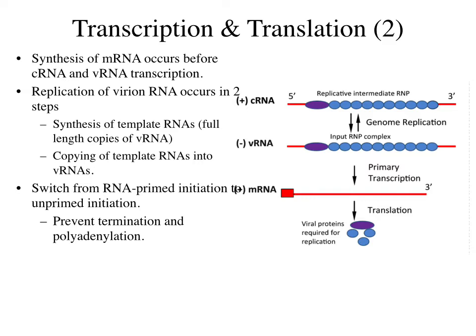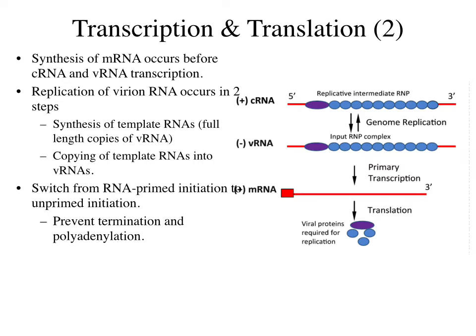So during the course of infection, messenger RNA synthesis occurs before cRNA and vRNA transcription, and messenger RNA transcription is much more abundant because the use of primers significantly increases the initiation efficiency. Remember, the primers come from cap snatching. The initial mRNAs are transcribed by the vRNP-associated polymerases and are exported from the nucleus for translation by cytoplasmic ribosomes.